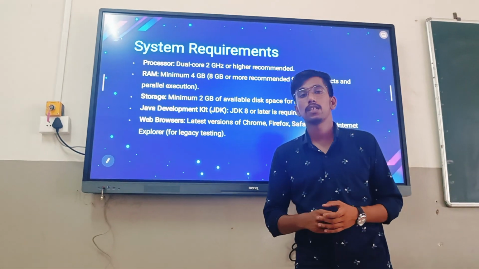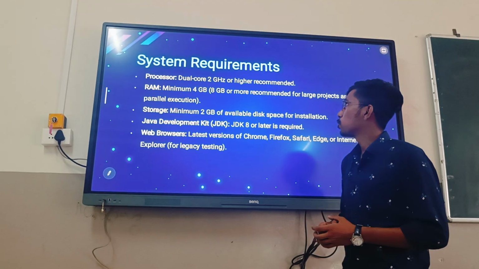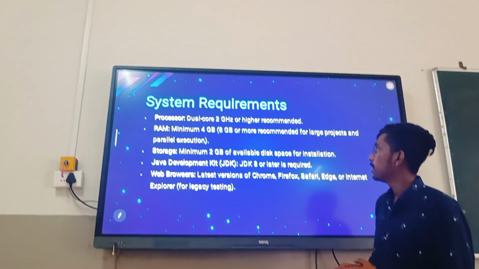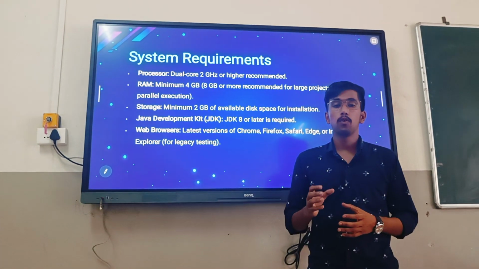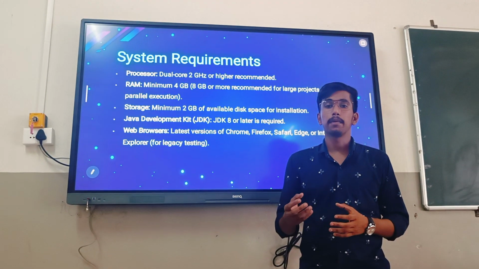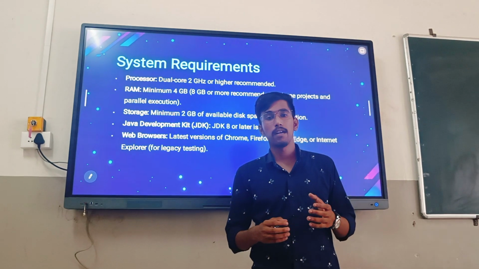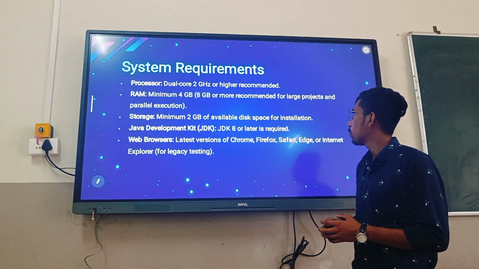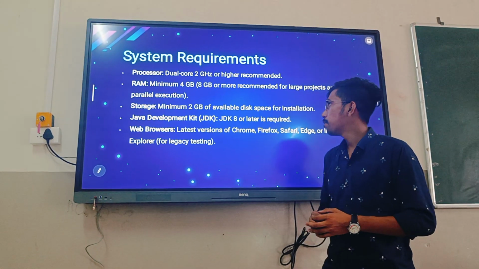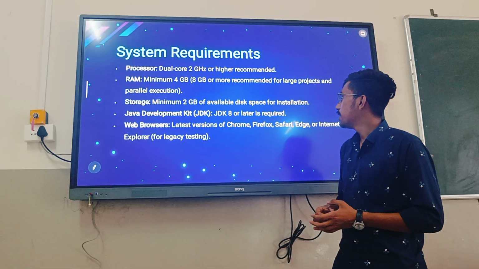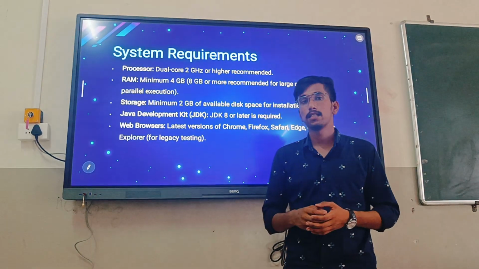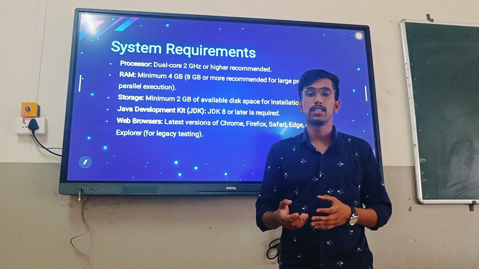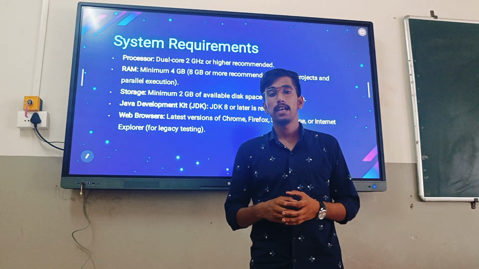Next are the system requirements. The first system requirement is the processor: dual core 2 GHz or higher recommended. Next is the RAM: minimum 4 GB, or 8 GB or more recommended for larger projects and parallel execution. Next is storage: minimum 2 GB of available disk space for installation. Next is the Java Development Kit, JDK: JDK 8 or later is required. Next is a web browser: the latest version of Chrome, Firefox, Safari, Edge, or Internet Explorer for legacy testing.